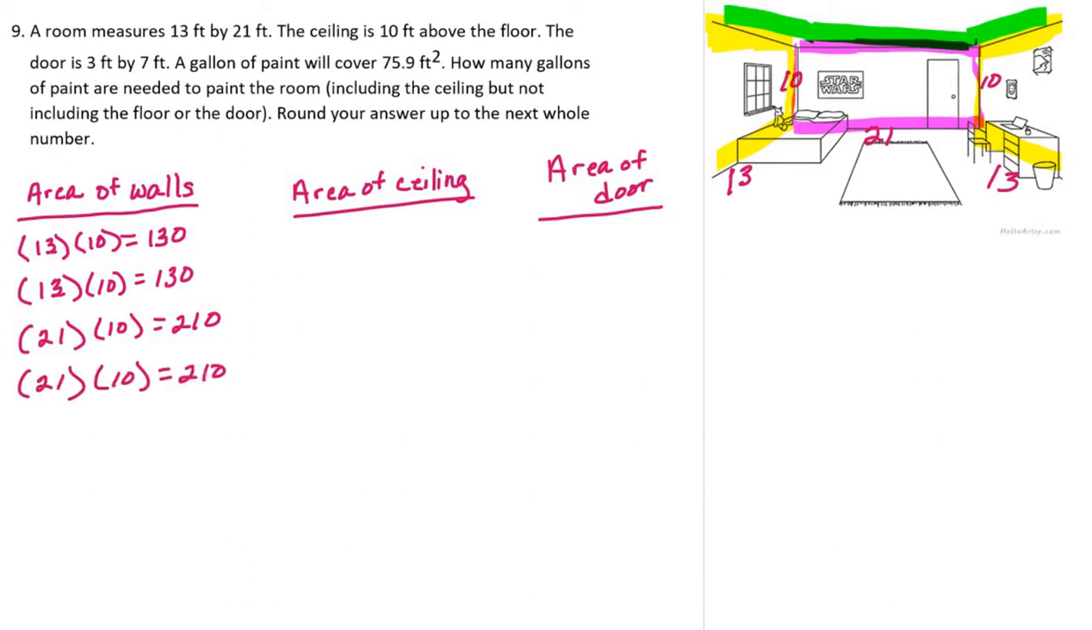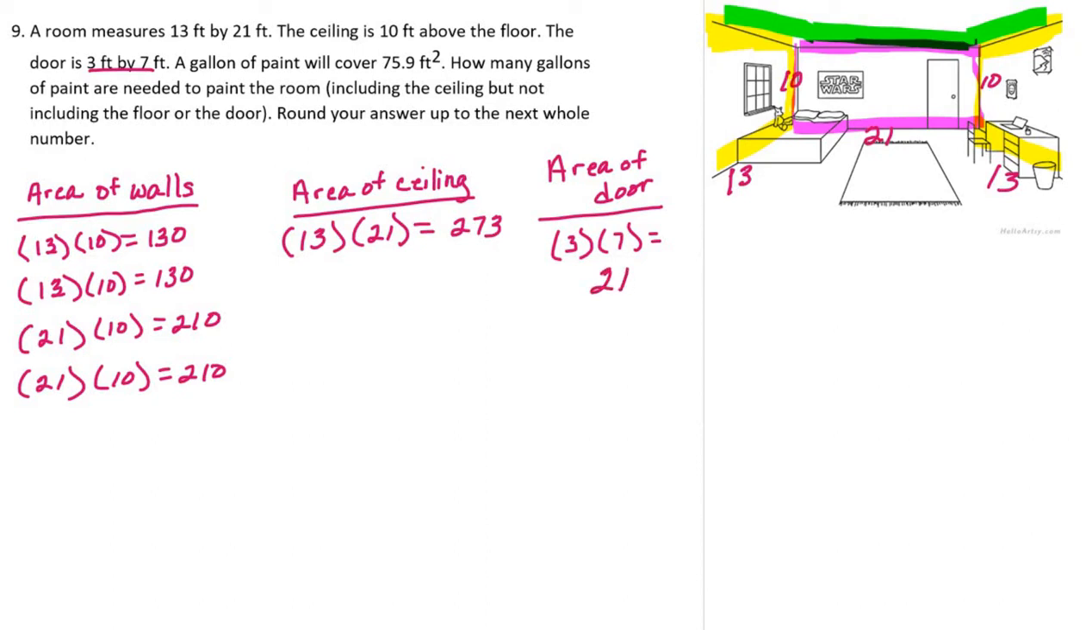Now my room measures 13 by 21 feet, so the area of the floor is 13 by 21. Well, the area of the ceiling is going to be the same as the area of the floor. It's 13 by 21. And I'm told that the door is 3 by 7. So the area of the door is 21 square feet.